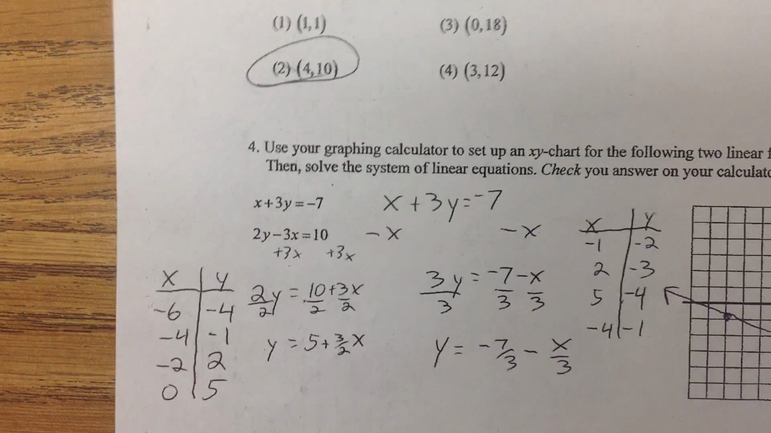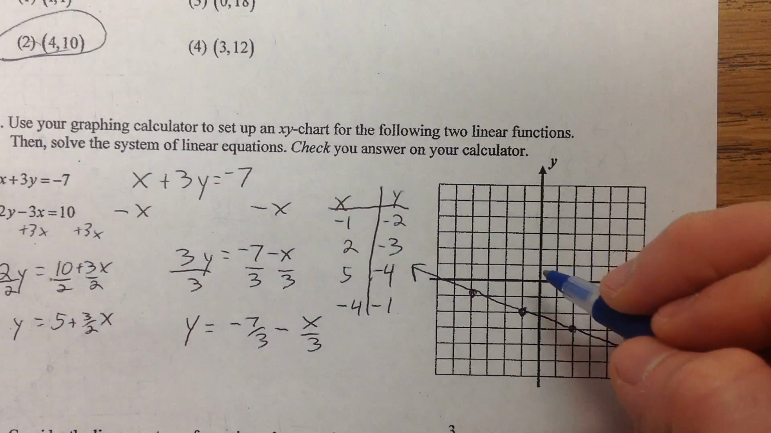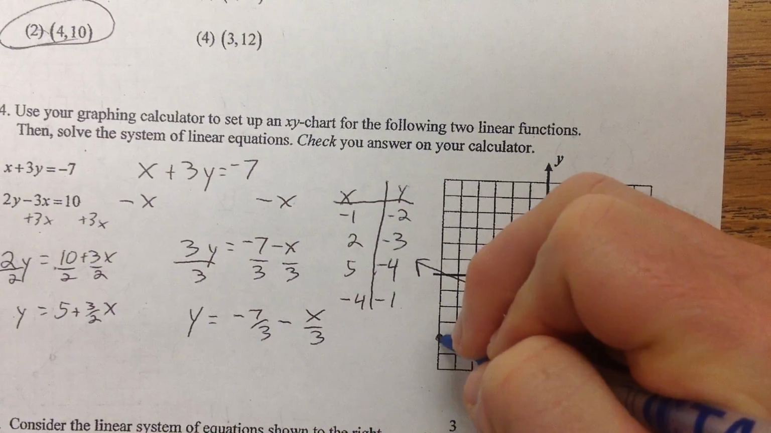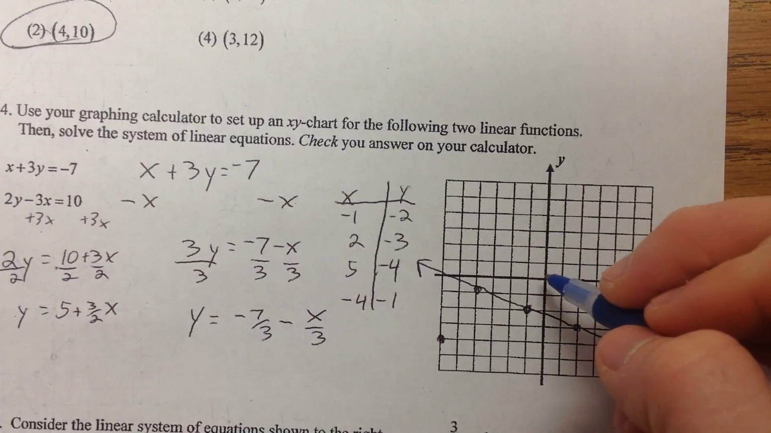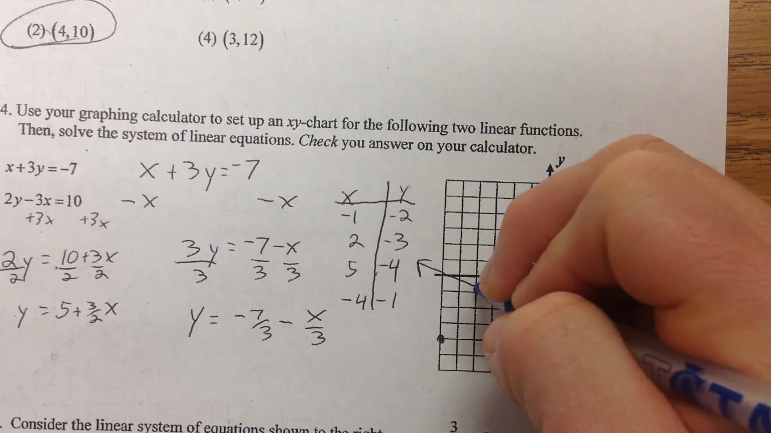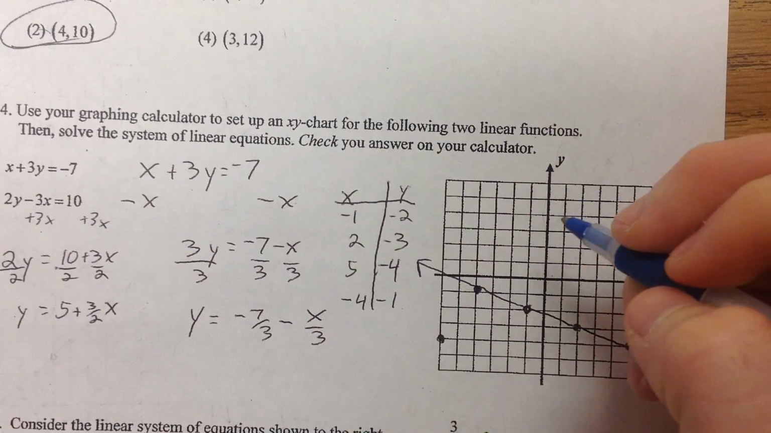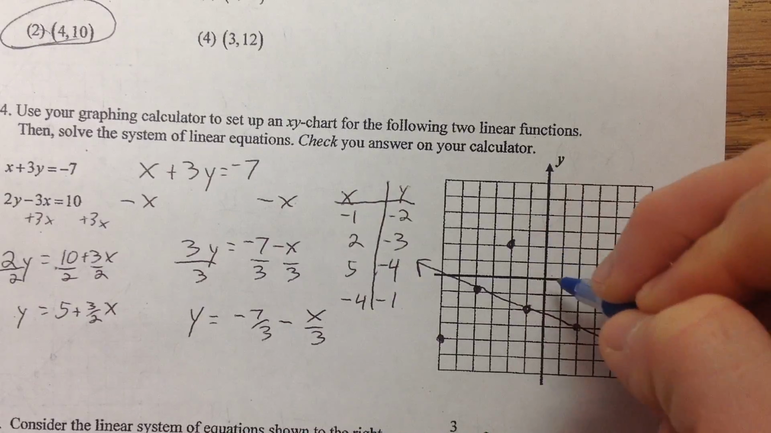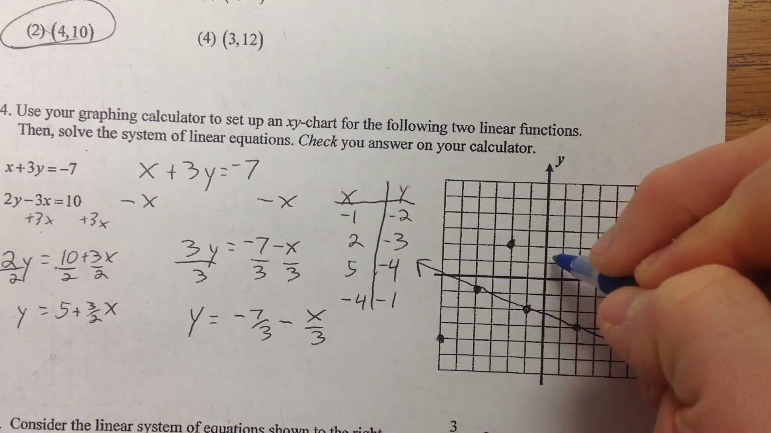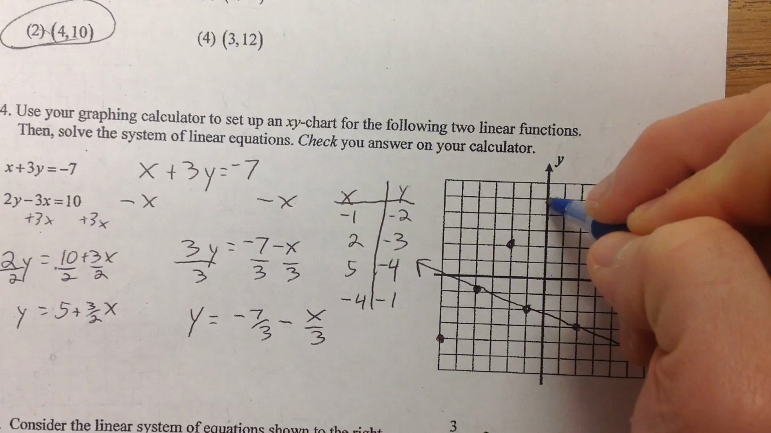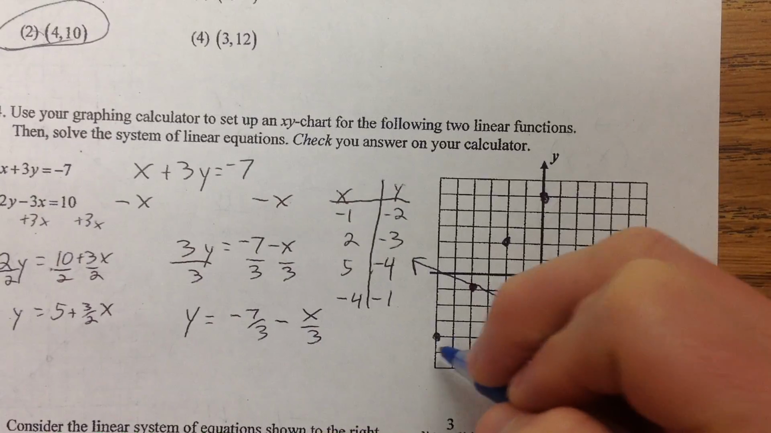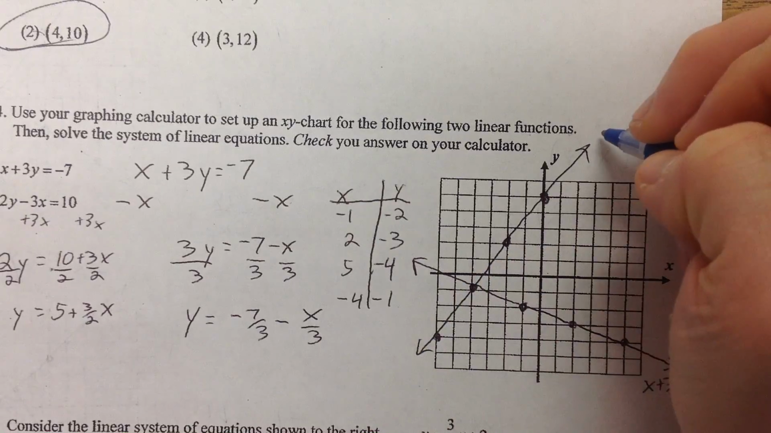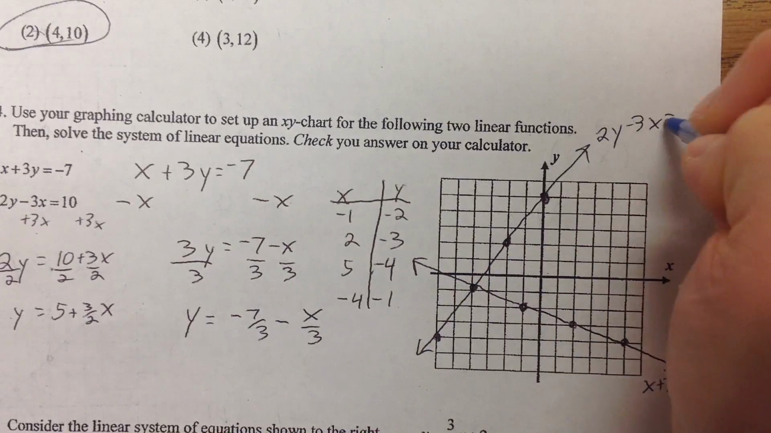Okay, so if I go over and graph this, -6, -4 is going to be back 6 and then down 4. So that's this point right here. -4, -1 is going to be back 1, 2, 3, 4, and down 1. So it looks like that's going to be our intersection point. -2, 2 is going to be back 2 and up 2. And then 0, 5 means I'm not going to move left or right at all. I'm just going to go up 5. All right, so I've got those points. I'm going to connect them. And then this would be 2y minus 3x equals 10.